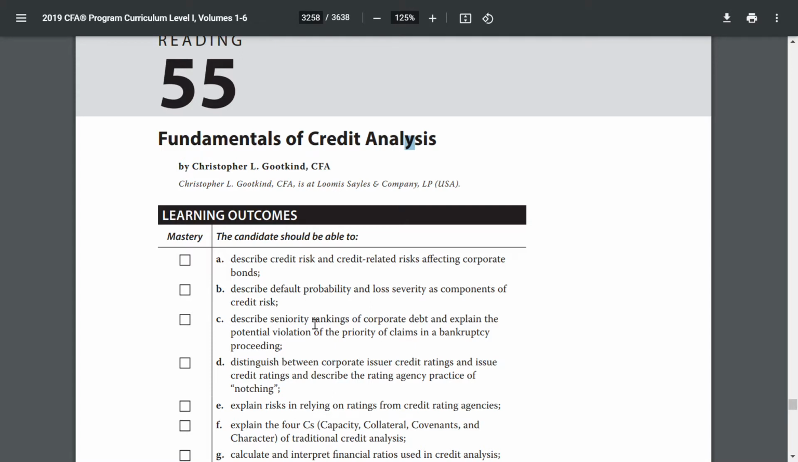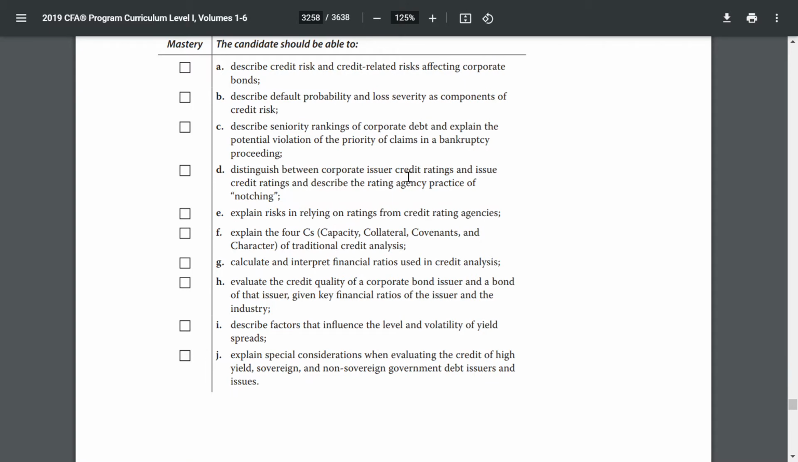Describe seniority ranking of corporate debt and explain the potential violation of the priority of claim in a bankruptcy proceeding. Distinguish between corporate issuer credit rating and issue credit rating, and describe the rating agency practice of notching. Explain risks in relying on ratings from credit rating agencies.